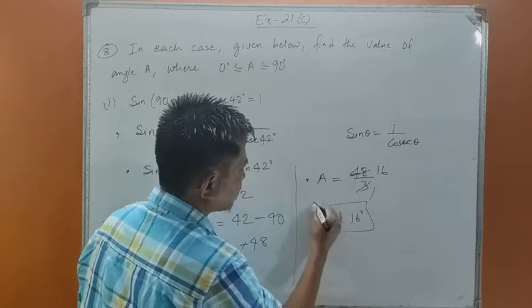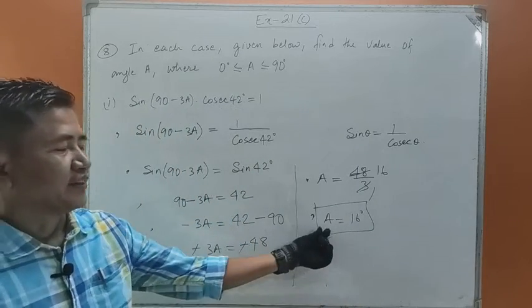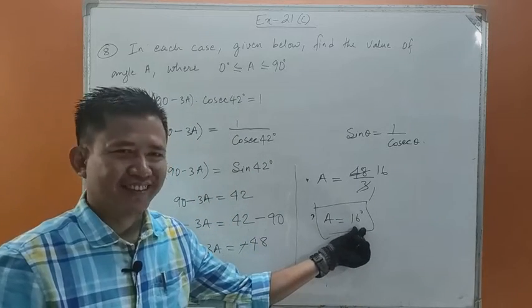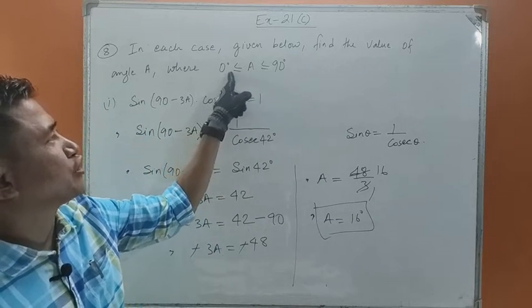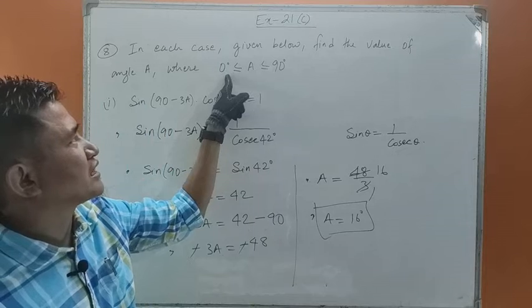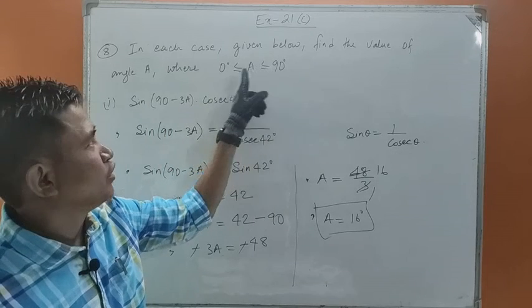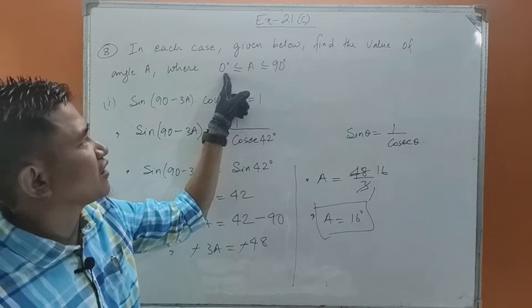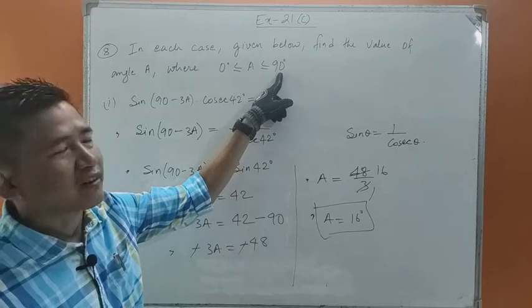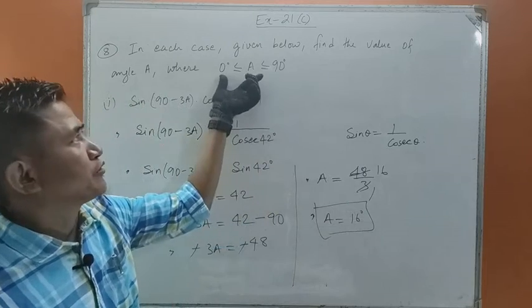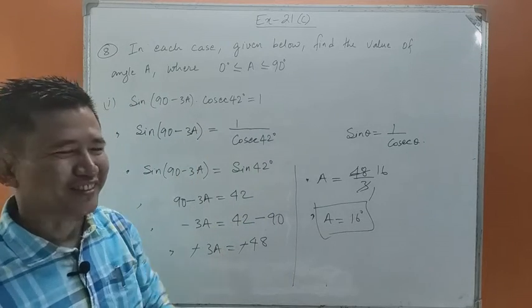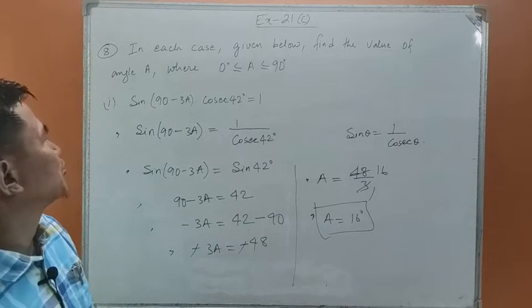So we were asked to find the value of A, and the value of A we got is 16 degree, isn't it? Now the value of A should lie between 0 degree and 90 degree, not less than 0 degree and not greater than 90 degree. The value of A is 16, which lies between 0 and 90 degree. I hope you got this. Now let's move on to question number 2 of 8.